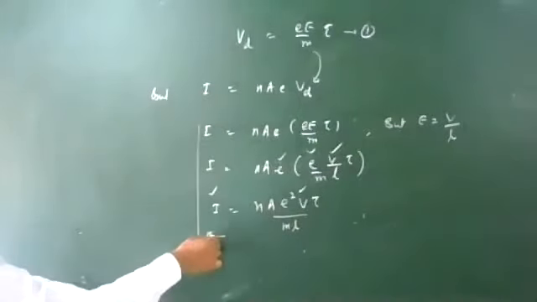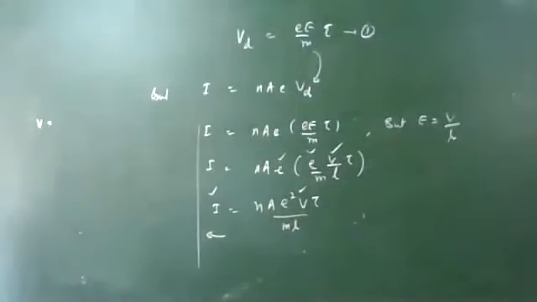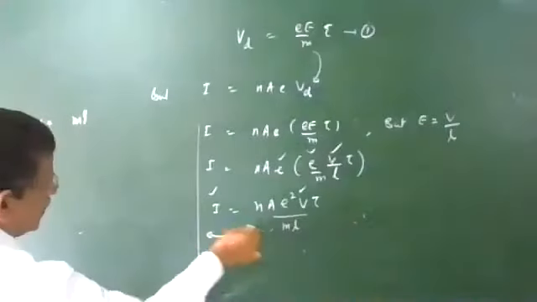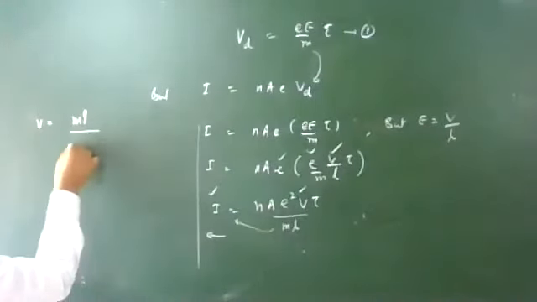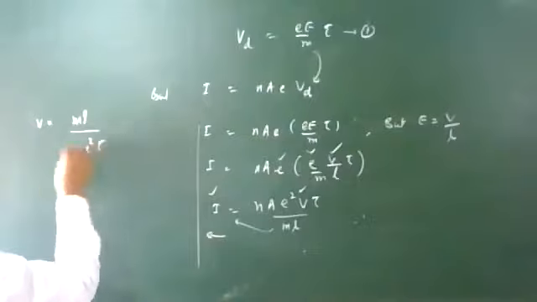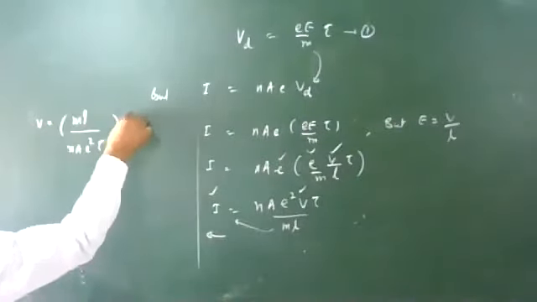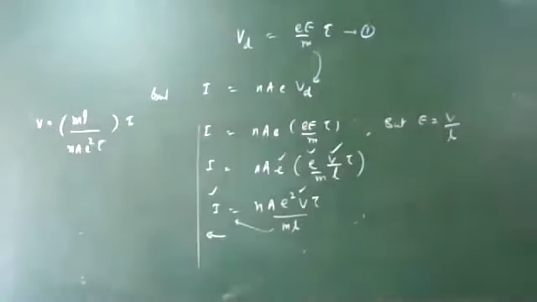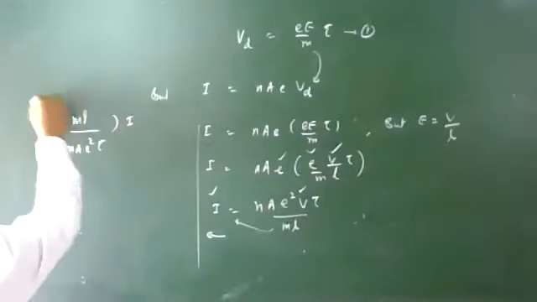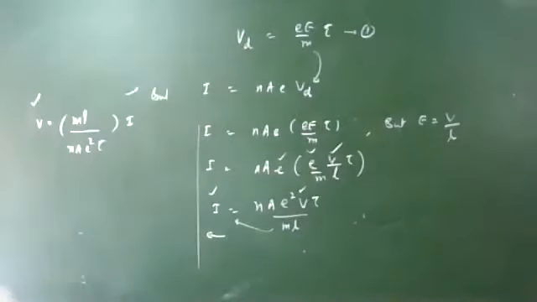So from this equation, keep V on the left. V equals, cross multiply here, mL divided by nAe²τ into I. Okay, V is kept on the left side, so mL divided by nAe²τ into I. So here V, the voltage, would be current into a constant.